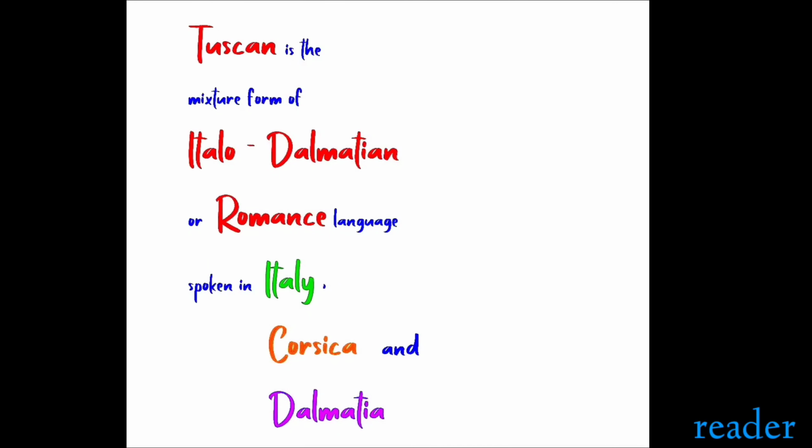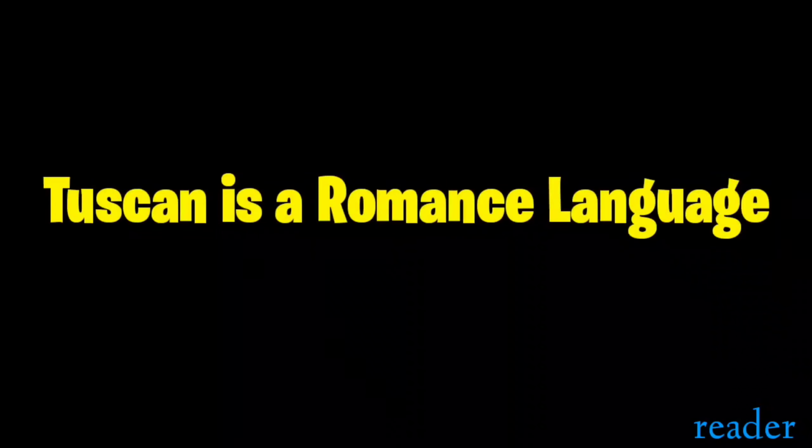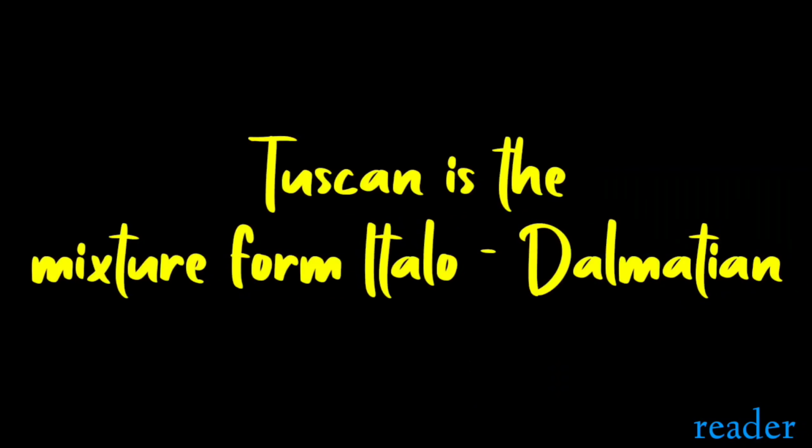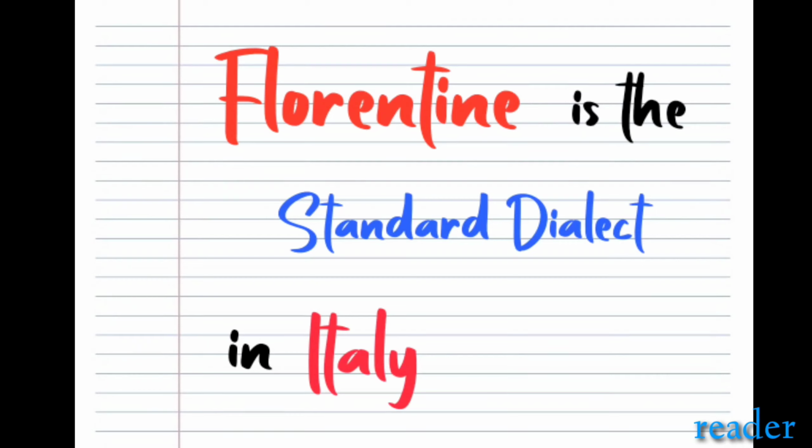So, Tuscan is actually a mixture form of Italo-Dalmatian, a Romance language spoken in Italy, Corsica and Dalmatia. Florentine is the standard dialect in Italy.